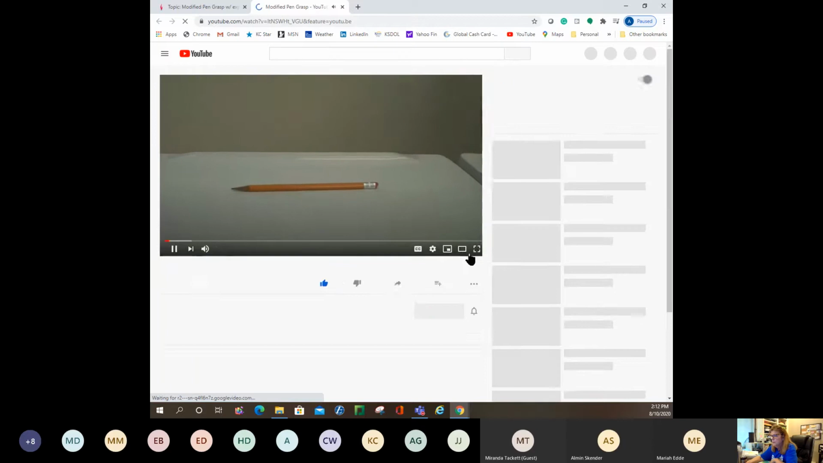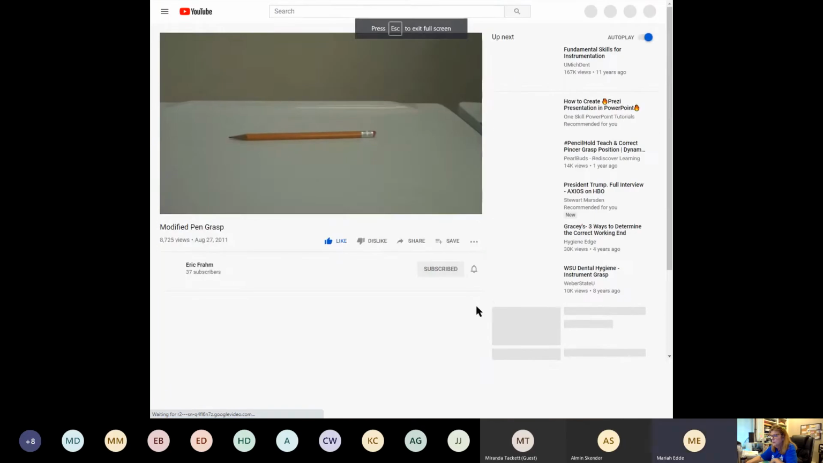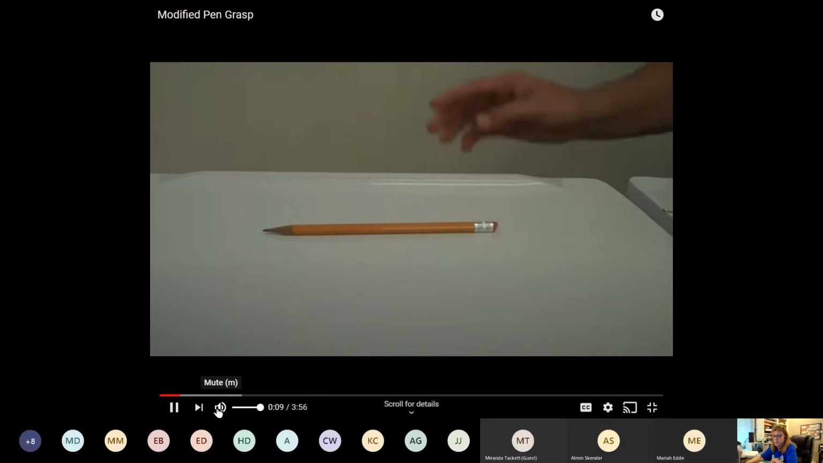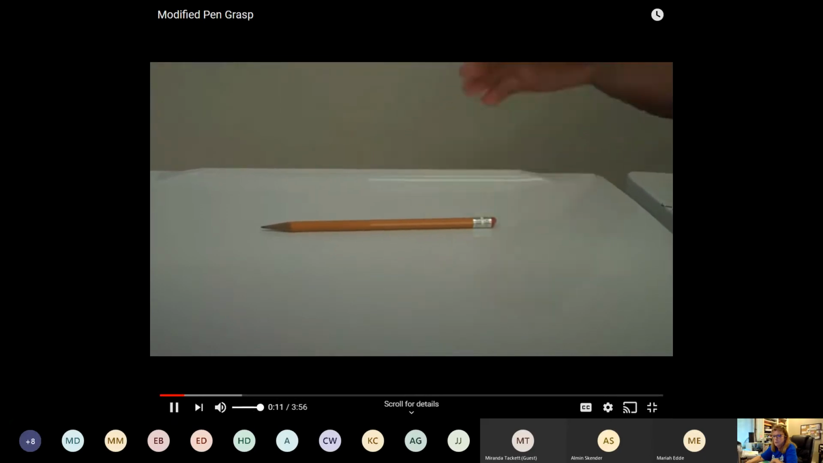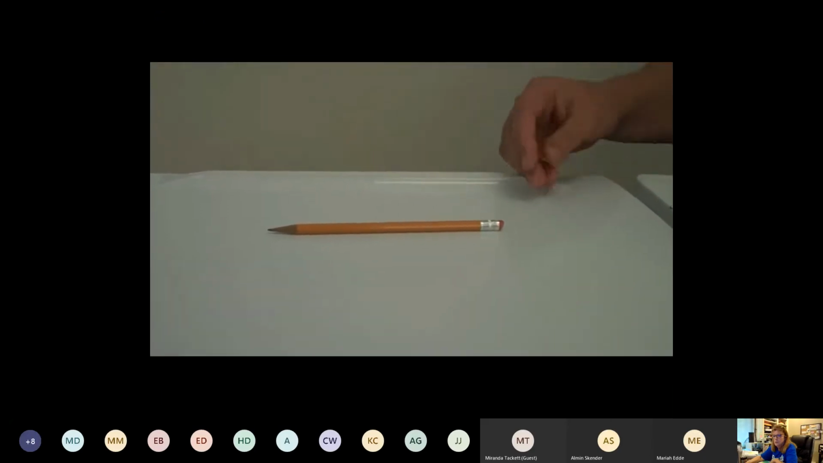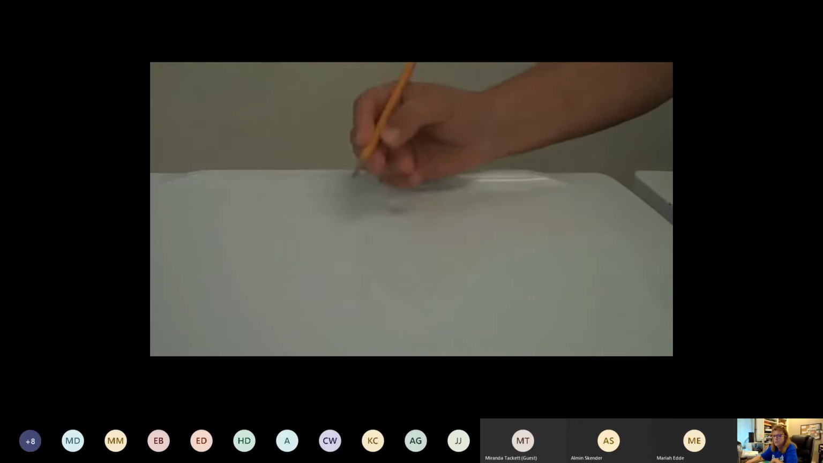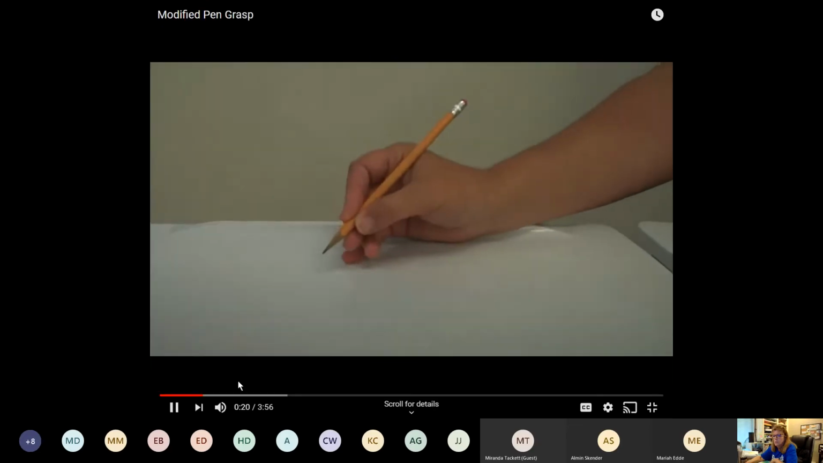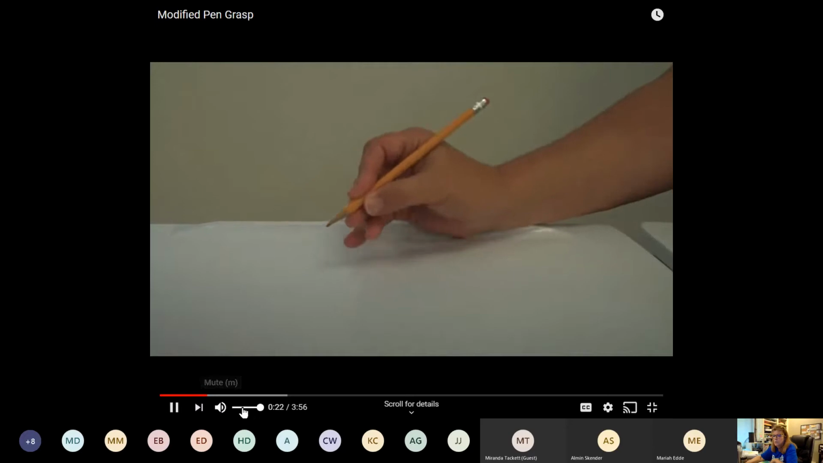Can you see that? So the second thing that we're going to work on is establishing the correct finger placement to create that modified pen grasp. I'm going to start with a pencil, and then we'll move to the instrument just so that you can see. When you pick up your pencil, this is the pen grasp. It's not the modified pen grasp, this is the pen grasp.